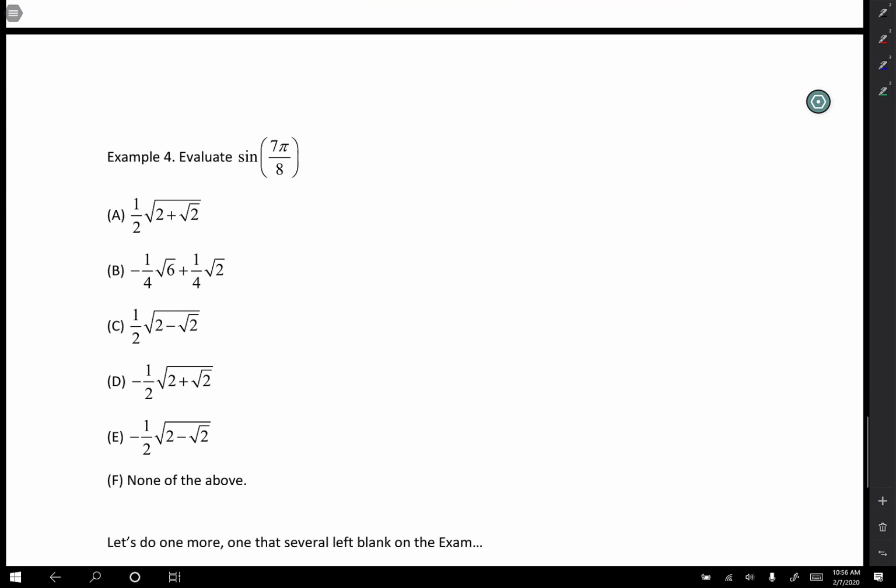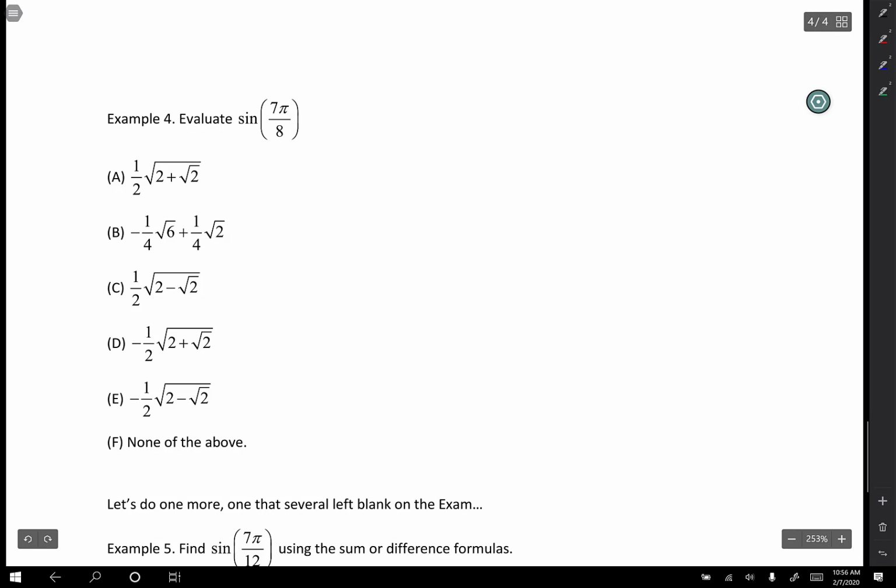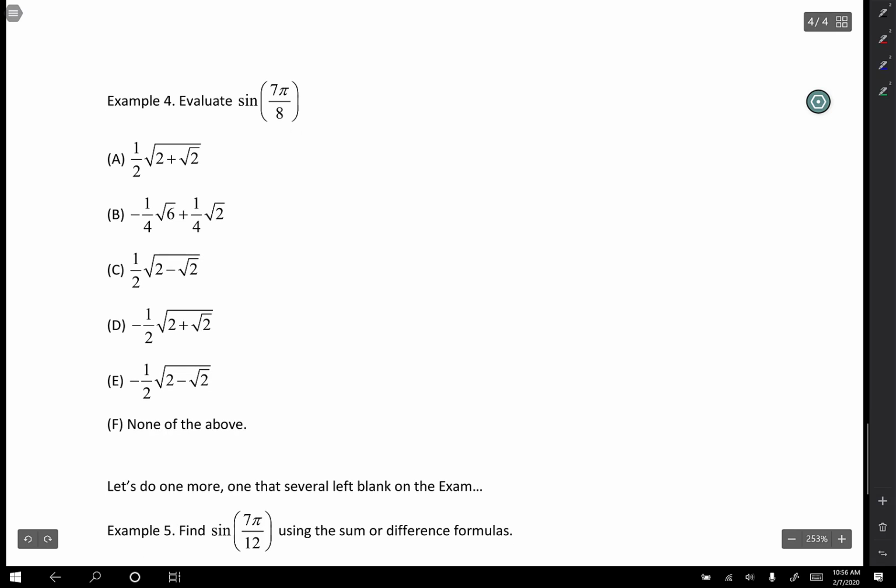This one here, recognize that 7 pi over 8 is half of 7 pi over 4. You got to recognize that. Sine half 7 pi over 4. If you take 7 pi over 4 and you multiply by half, you get 7 pi over 8. If you take 7 pi over 4 and you divide by 2, you get 7 pi over 8. So multiply by half and divide by 2 mean the same thing. Are we okay? So that tells us what?